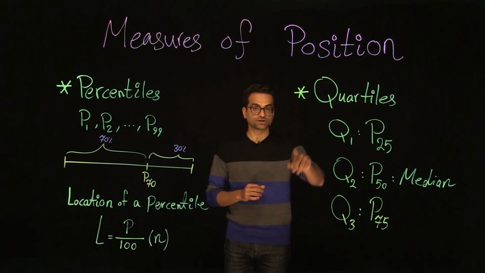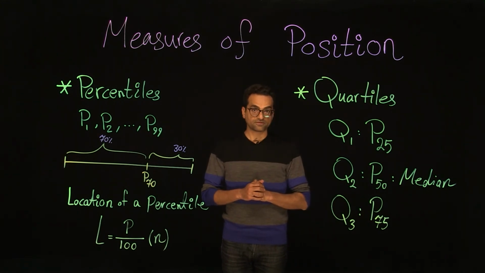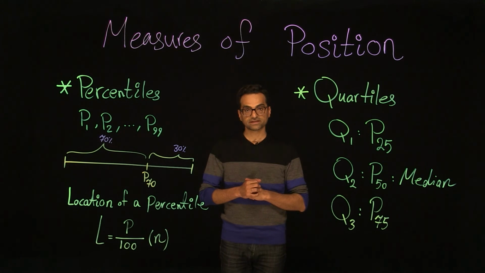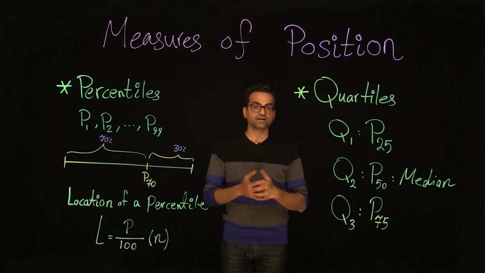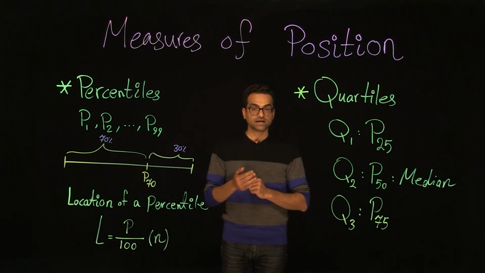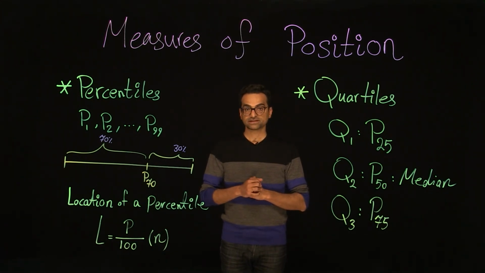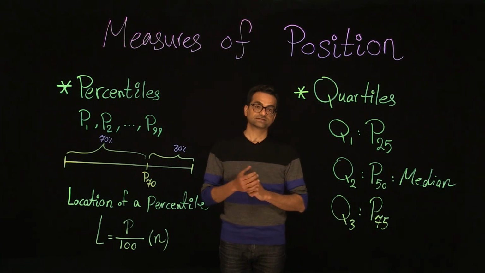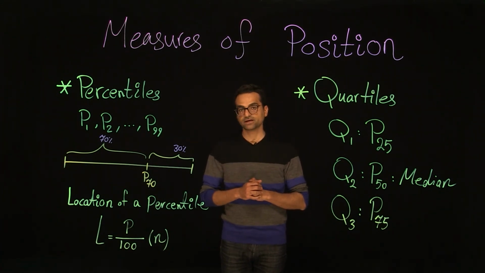The notation for quartiles is Q1 for the border value that divides the lowest, or the smallest, 25% of the data and the remaining 75% of the data. Q2, or the second quartile, is the same as the 50th percentile, or median. Q3, which is the same as the 75th percentile, is the border value that separates the smallest 75% of the data from the remaining 25% of the data.